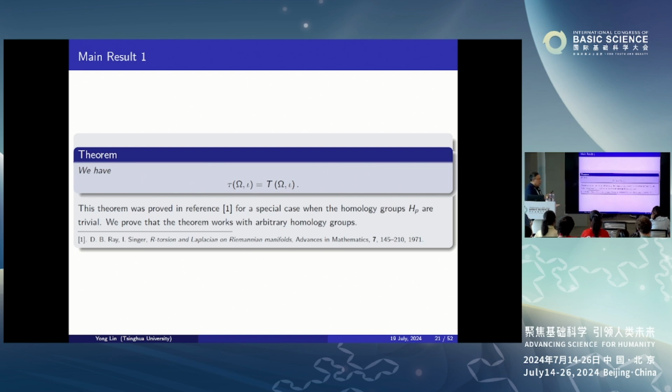They prove that these two are equal, but they only prove it under the case where all the homology groups are trivial. They introduce some representation of the fundamental group that makes all the homology groups H_p trivial. But on a graph, I think we cannot do that. But by modifying the proof, we can still get this result.